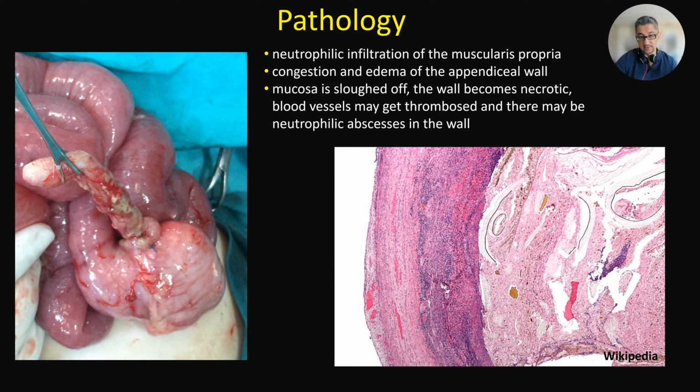Then, when the appendicitis progresses, we will see congestion and edema. Then, in the advanced stages, the mucosa is sloughed off, the wall becomes necrotic, blood vessels may be thrombosed, and there may be neutrophilic abscesses in the wall.